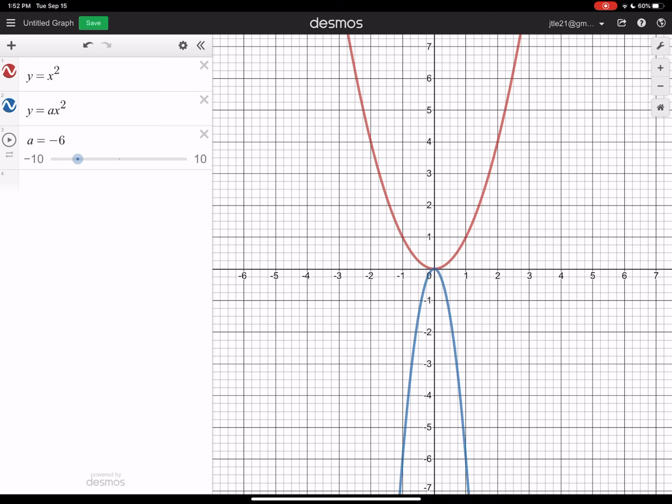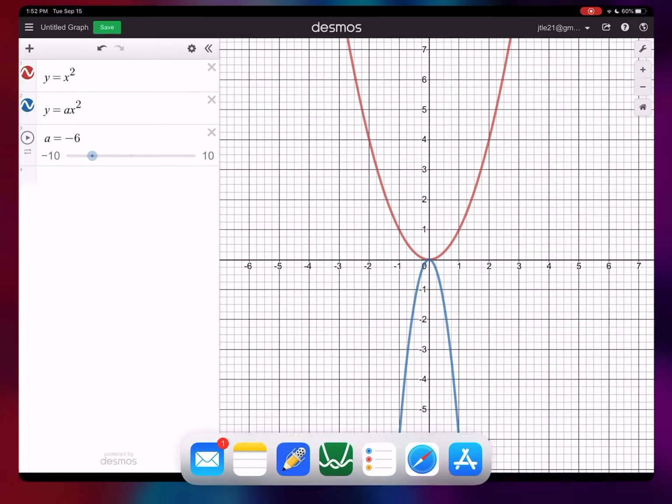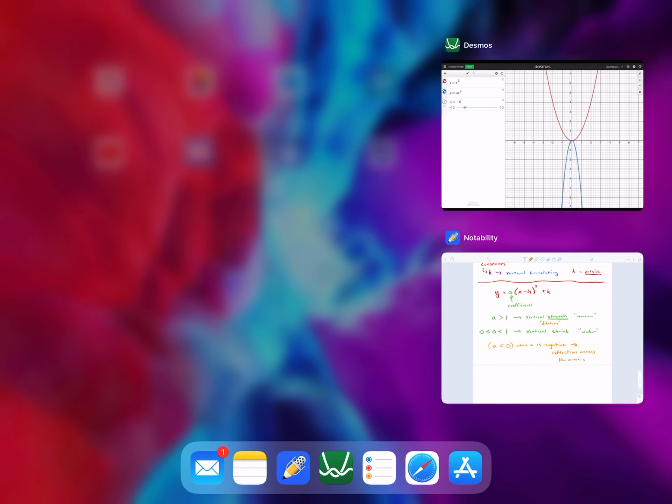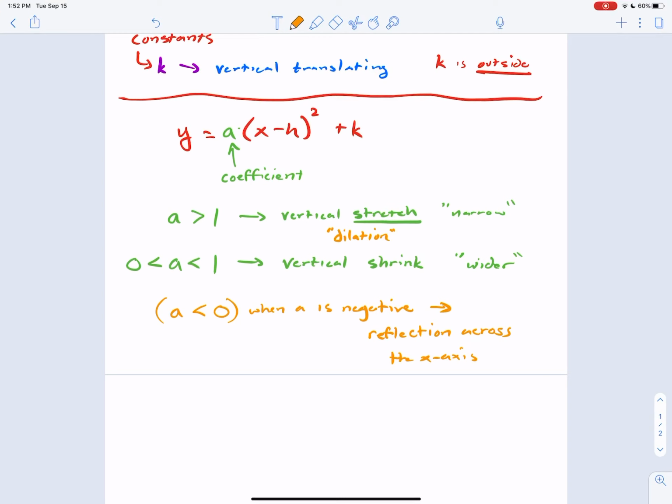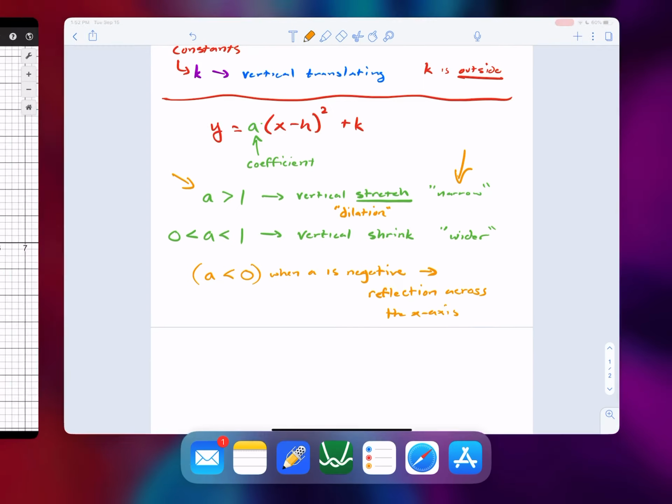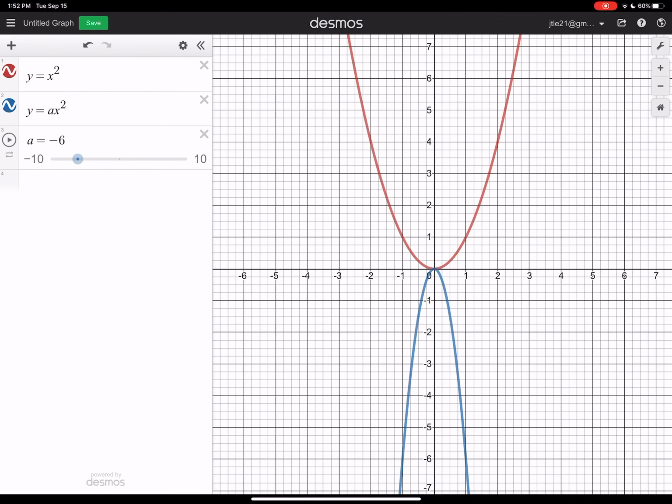Okay? So here's the thing. We go back and there's something a little bit off about this because we said that things are going to get narrow when A is bigger than 1, right? But take a look. We have a very narrow blue graph, but A is negative 6. Negative 6 is not greater than 1. So there's something off about this, right?